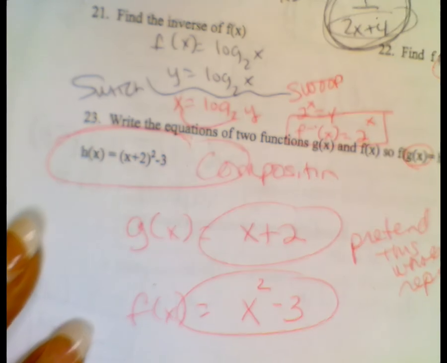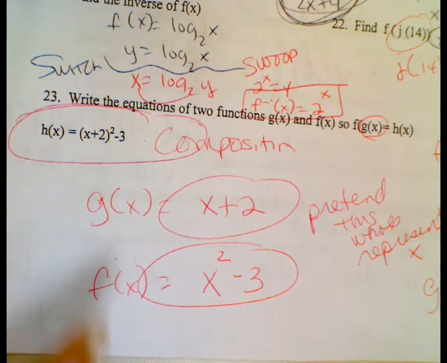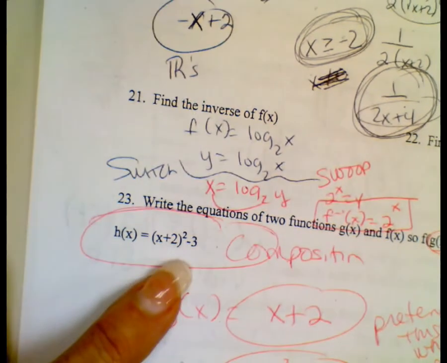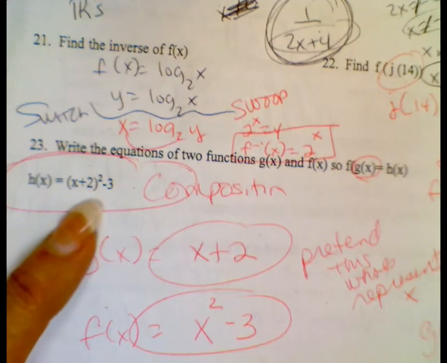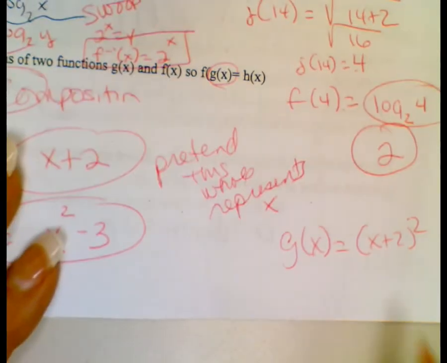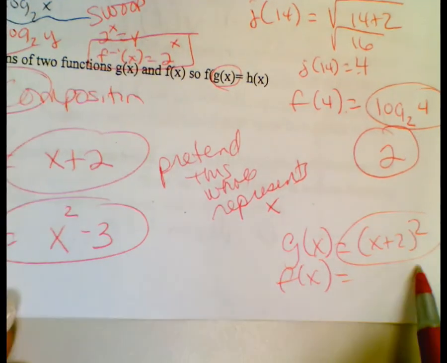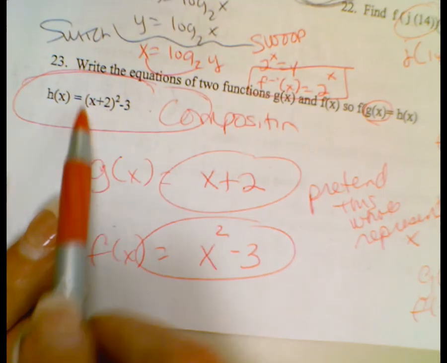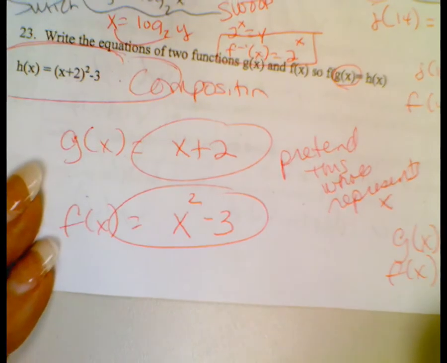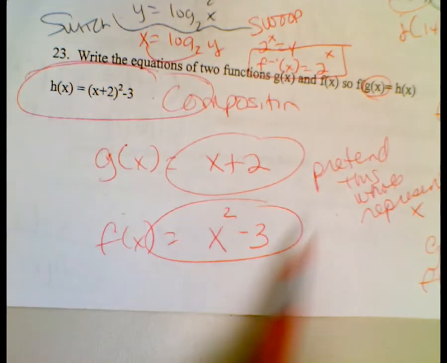That's your answer. Now, if you would have done it this way, this would also be correct. Some people, if they were plugging in the number for x, would have added 2 and squared it. So some of you may have just done the whole x plus 2 squared like this, which is fine. So what would f of x be? Now pretend this whole thing is x. So when you're looking at h of x, if you pretend that whole thing is x, it would be x minus 3, and that would also be correct. So either write it like this or write it like this. Both of these are correct.